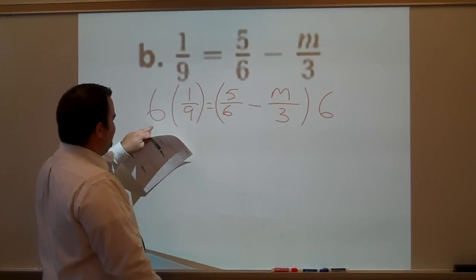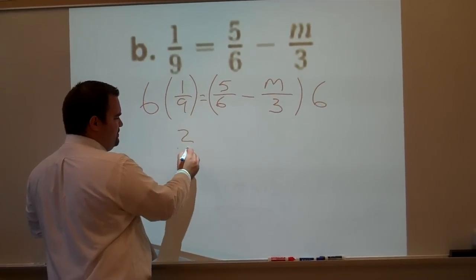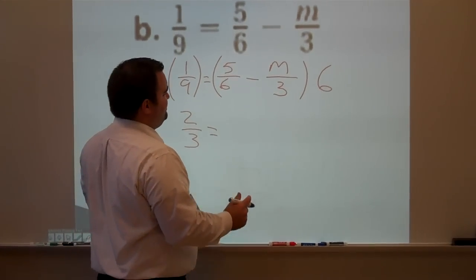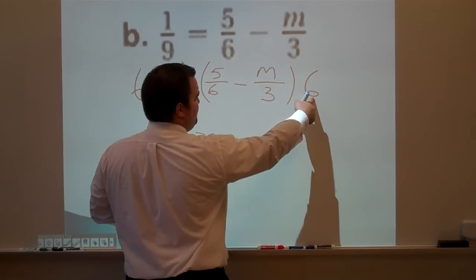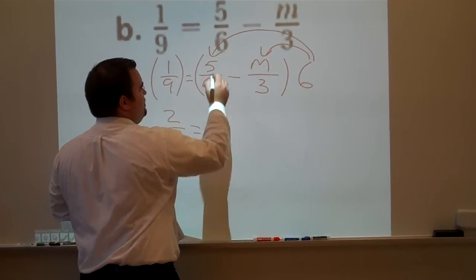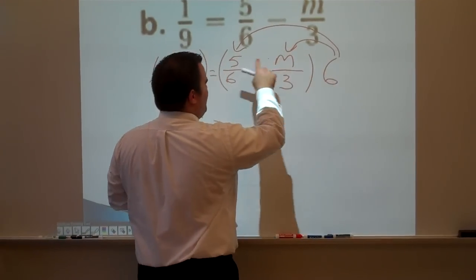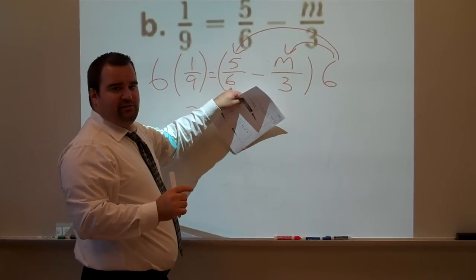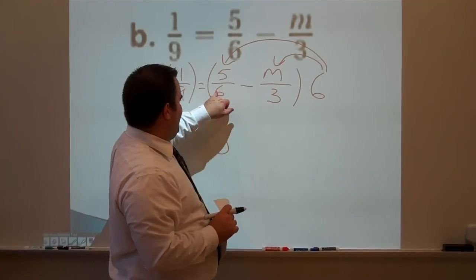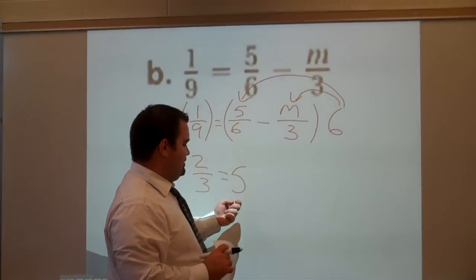6 times 1/9, that would be 6 over 9. That's 2/3. That's okay, that's not too bad. The 6 here and the 6 here, wouldn't those cancel out if I did my distributive property? If I didn't do the canceling, 6 times 5 is 30. 30 divided by 6 is 5. If I cancel them out, that would be a 1, that would be a 1. 1 times 5 is 5. 5 divided by 1 is 5.